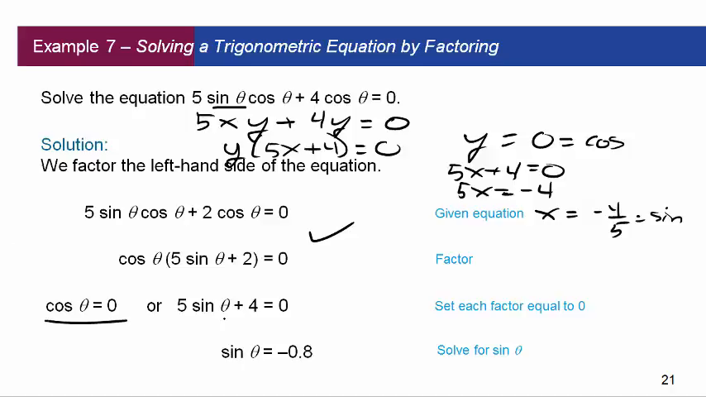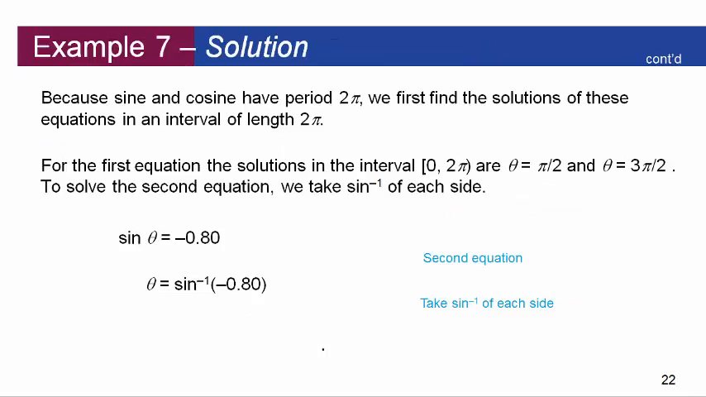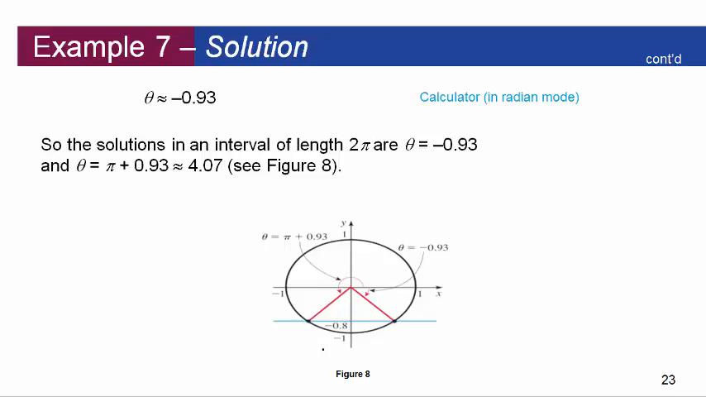Okay, so here's the same things we got: cosine theta equals 0, or sine theta equals -4/5, which is -0.8. Now cosine theta equals 0, that's easy. When does cosine equal 0? Up at pi over 2, and then all the way around at 3 pi over 2. When does sine equal -0.8? Well, that's not one of our special values, so we would have to actually just take the inverse sine for that one.